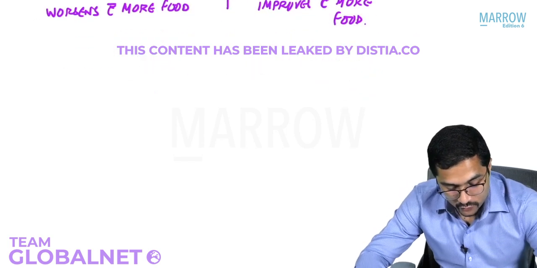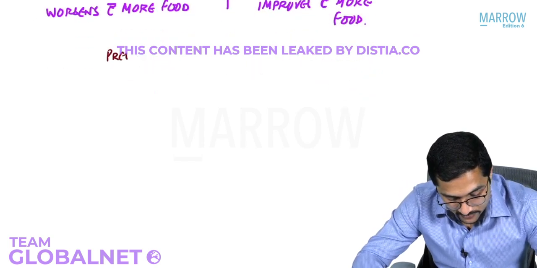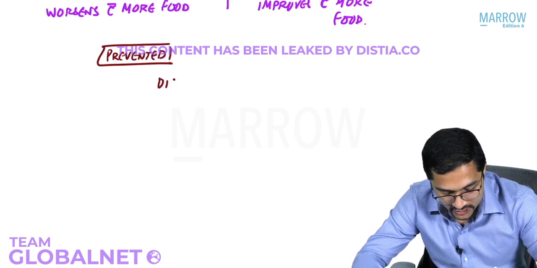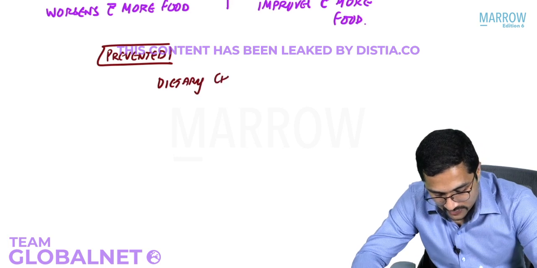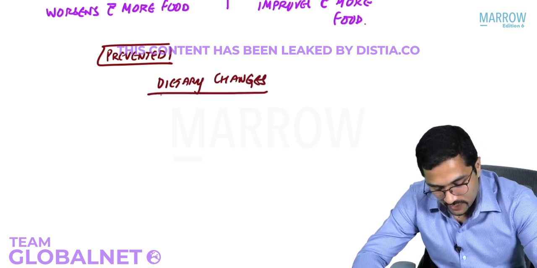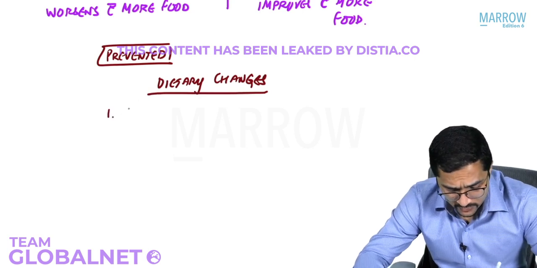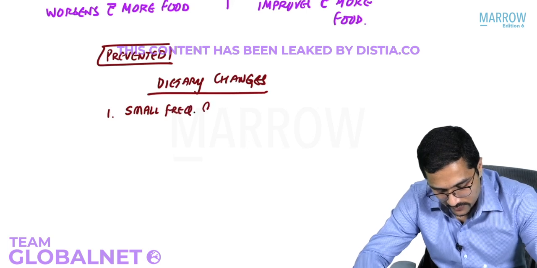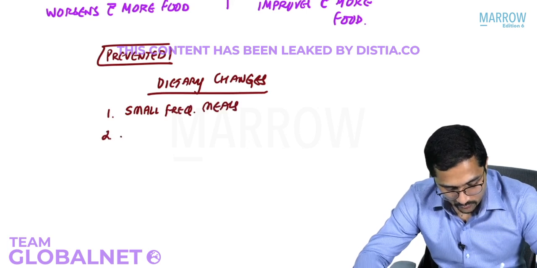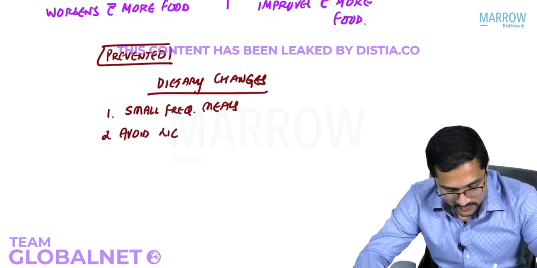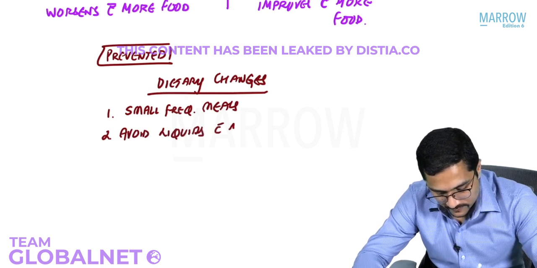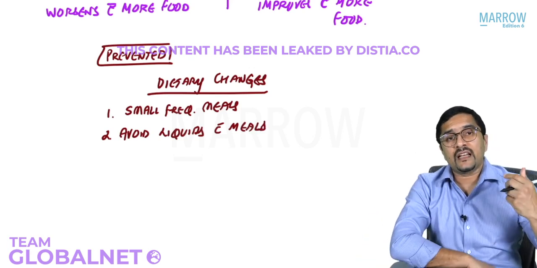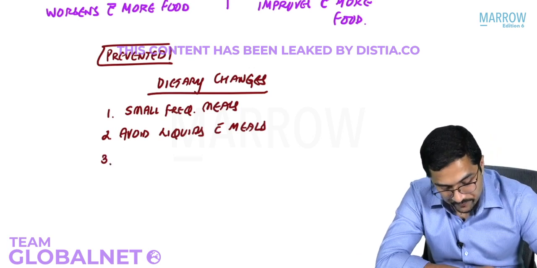Management of dumping syndrome should be prevented. And what are the dietary changes which we tell to the patient? What are the dietary restrictions or the changes which we advise? Number one, patient should take small frequent meals. They should avoid liquids with meals, otherwise that will lead to rapid transit and faster gastric emptying.